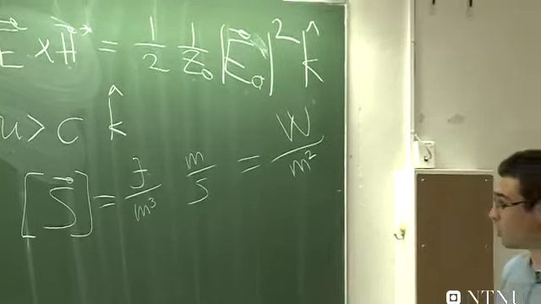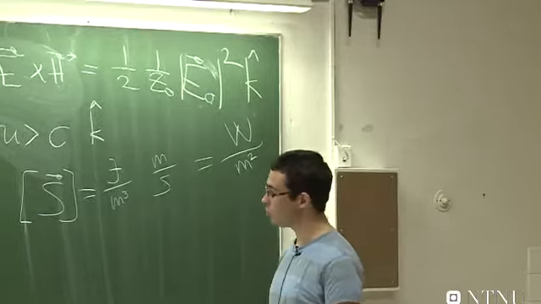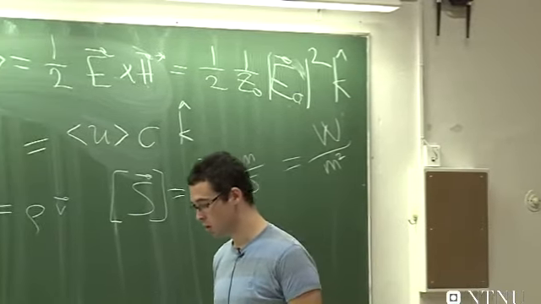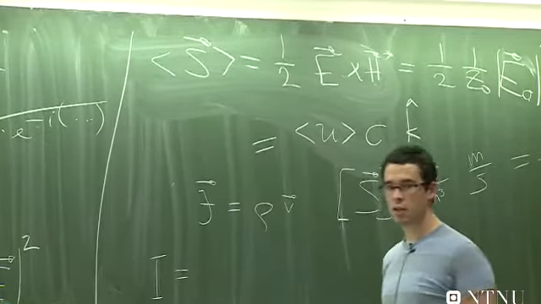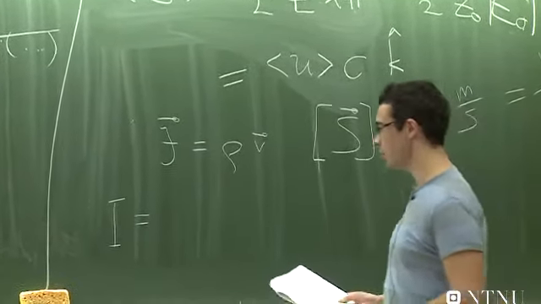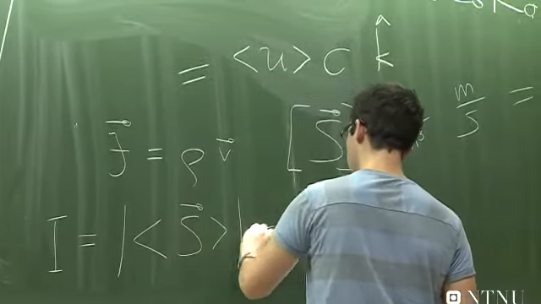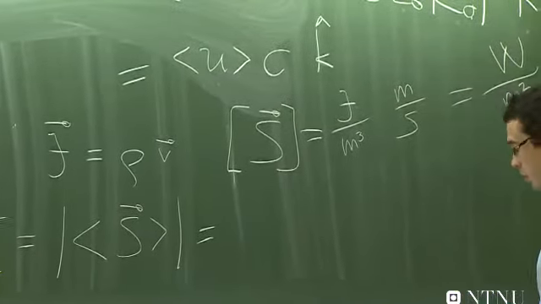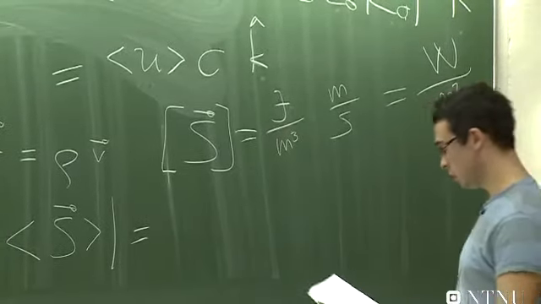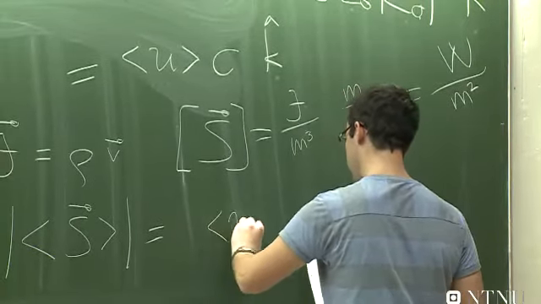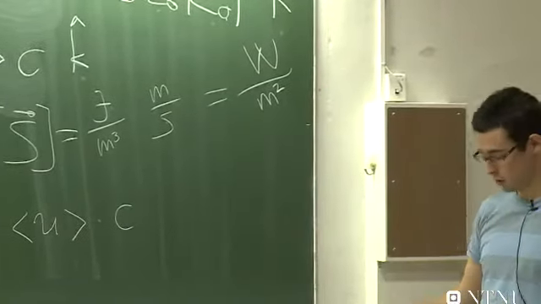And there's also a quantity which is often used, called the intensity of a wave, called I. We define that simply as the length of the time average of the Poynting vector. And this is then just, of course, I skip the unit vector, so we get U times C, or power per unit area.